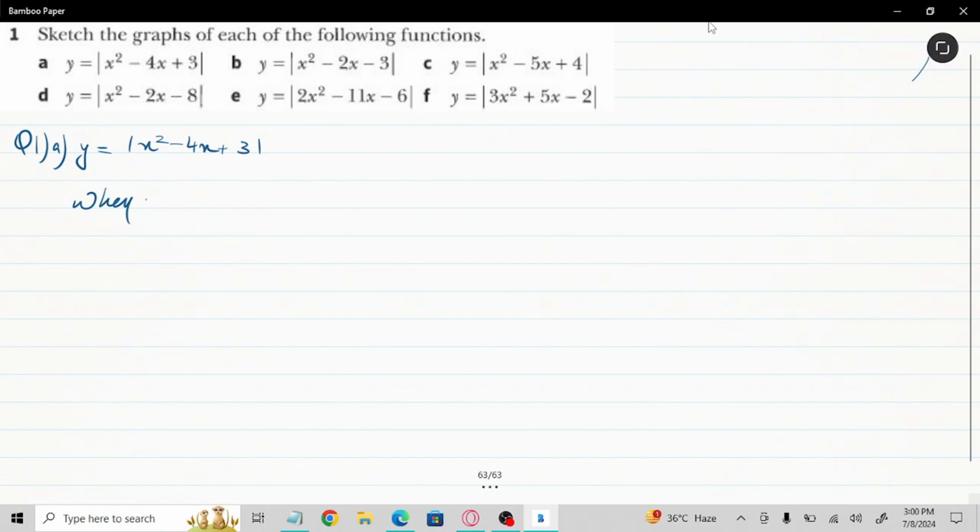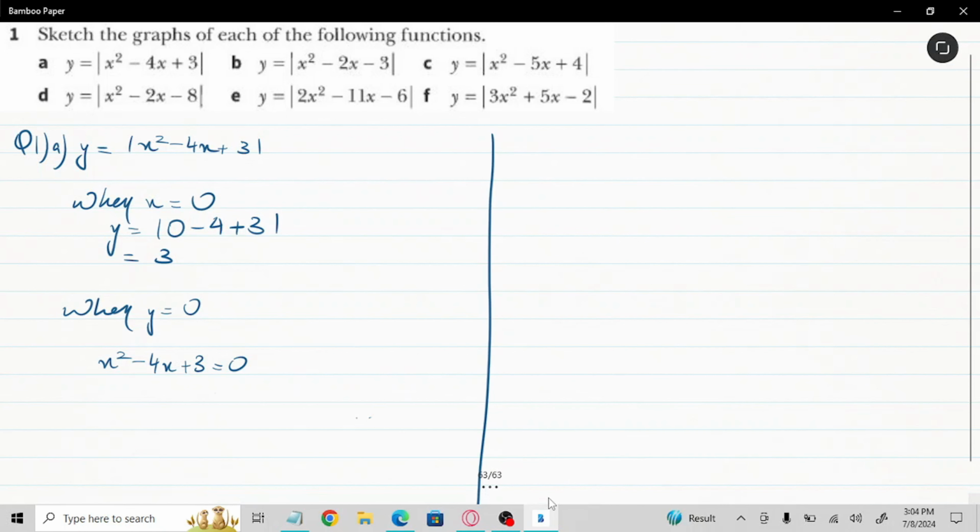So let's jump straight in. When x is equal to 0, y is equal to the modulus of 0 minus 0 plus 3, which is 3. For the other part, when y is equal to 0, x squared minus 4x plus 3 is equal to 0. Now I'm going to use a calculator. We are getting two x values: x is equal to 3 and x is equal to 1.